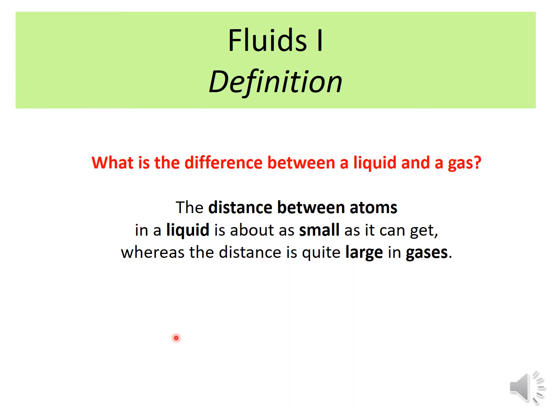So what is now the difference between a liquid and a gas? We have seen both are flowing, so they behave similarly. However, in liquids, we have the distances between the atoms very, very small, and in gases, we have them very, very large. So this is the difference.